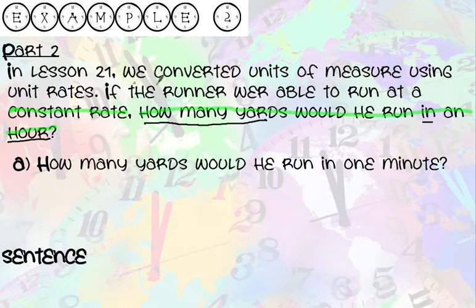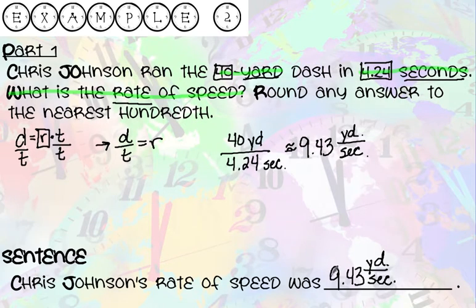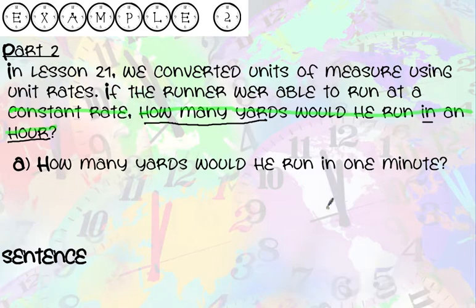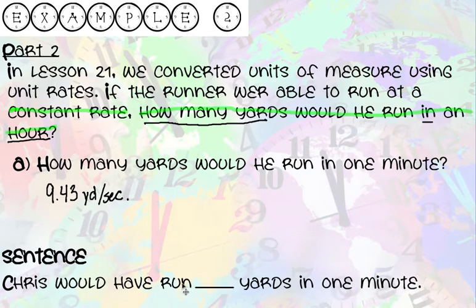Okay, so now I didn't have any information here, so here's this lesson 21. That's not important to us. I actually need to go back into part 1 and use this answer to help me figure out the answer to this next part. So I know that his rate of speed is 9 and 43 hundredths yards per second. Then I also need to write my sentence, so I make sure I'm looking for the correct thing. So Chris would have run blank yards in 1 minute. So when we answer at the end, our answer should just be in minutes.